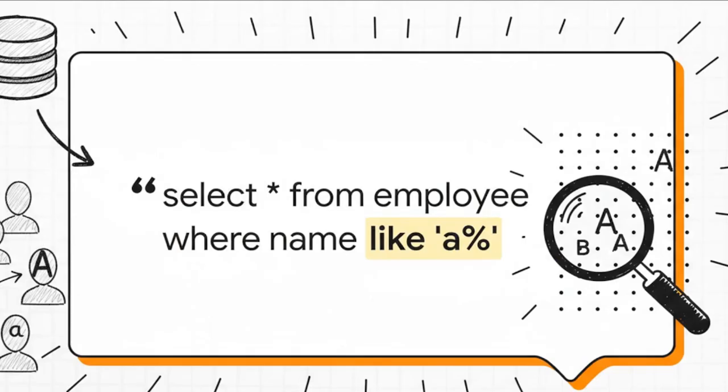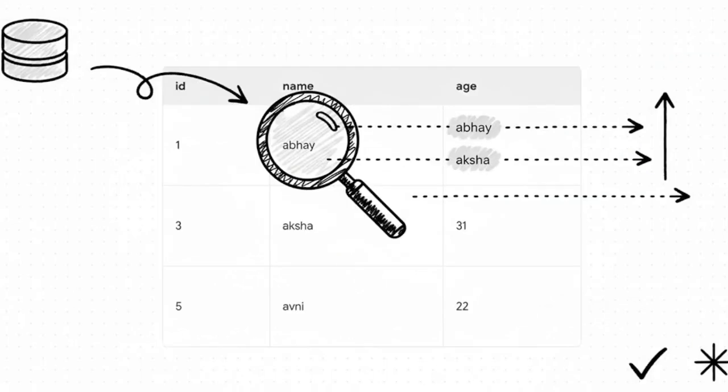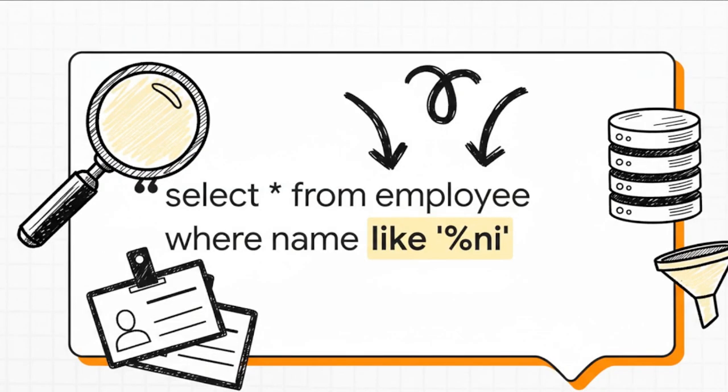All right, here's our first query. We're telling the database, select everything from the employee table where the name is LIKE 'A%'. So what does that mean? It means the name has to start with the letter A, and that percent sign on the end says, I don't care what comes after it. And boom, here's our result. The database scans that name column and pulls back every single employee whose name begins with A, just like we asked. Pretty simple, right?